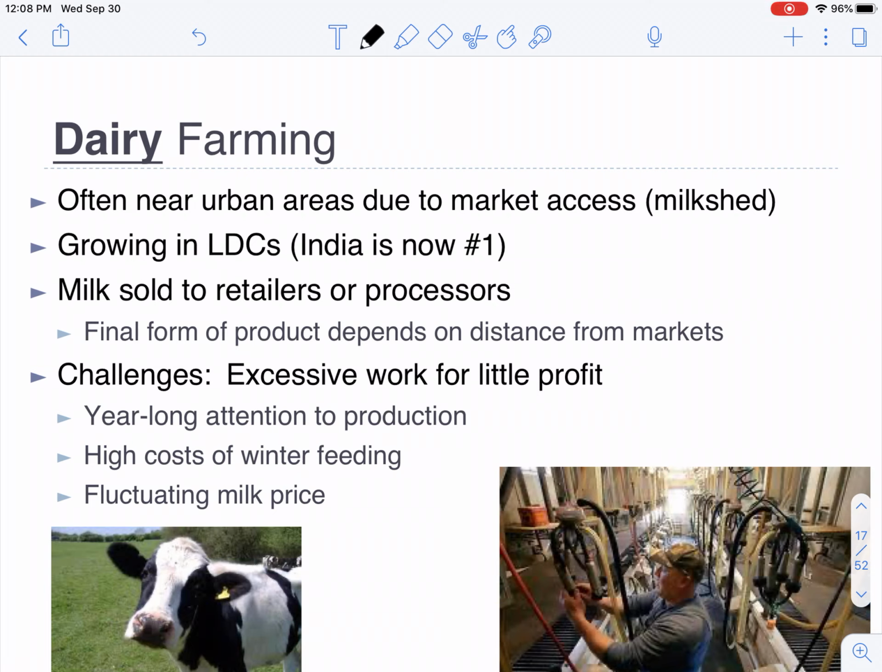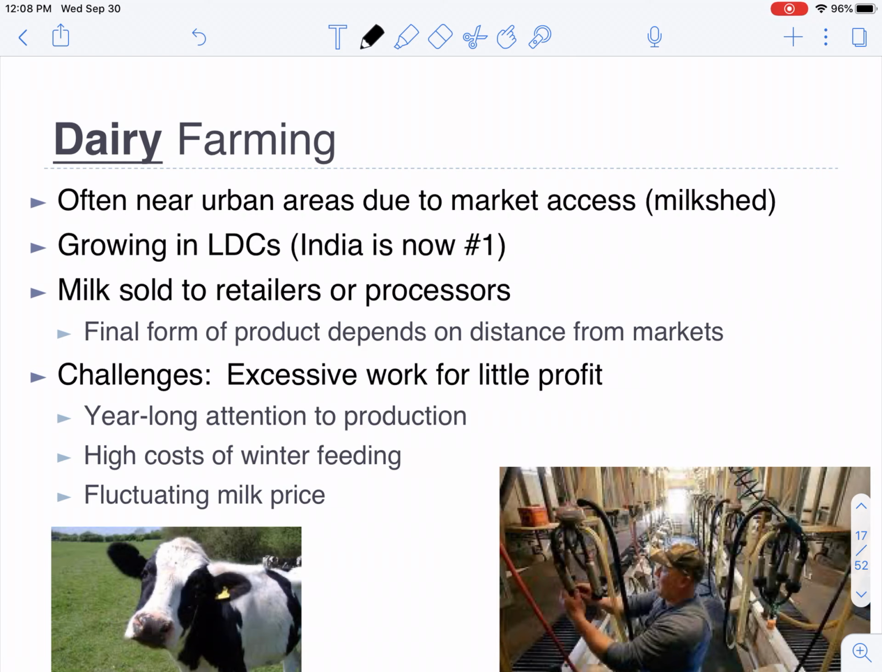Dairy farming is a different style of farming that we can talk about. Normally, you're going to expect to find the farms located near urban areas, and the farms that surround and supply the milk to that urban area is known as the milk shed. Dairy farming is growing in practice in less developed countries. In fact, India is now the #1 producer of milk in the world. Now, that is not just cow milk, that also includes goat milk.